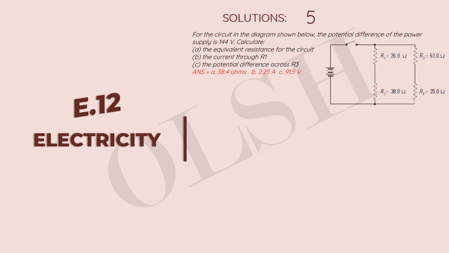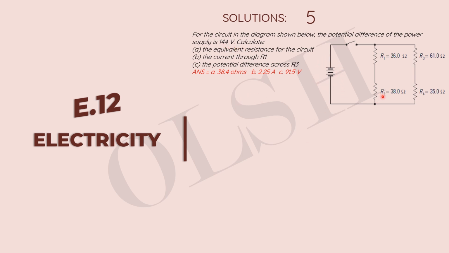So for number 5, for the circuit in the diagram shown below, the potential difference of the power supply is 144 volts. We're asked to calculate A, the equivalent resistance of the circuit, then B, the current through R1, and C, the potential difference across R3. Basically we have this circuit, and the potential difference across the power supply is 144. We can see this is a battery, so the EMF is 144 volts, or the potential difference across it is 144 volts.